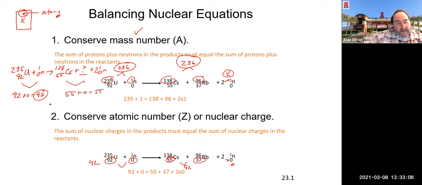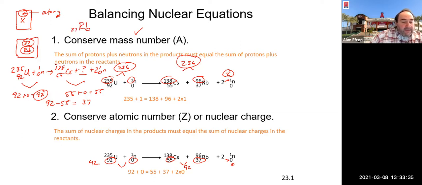So if you did 92 minus 55 for your atomic number, you would get 37. What you would then want to do is look at the periodic table and find number 37. When you find number 37, as you can see here, you will see Rb, and that will tell you what the element is. And obviously you would know the atomic number from that.